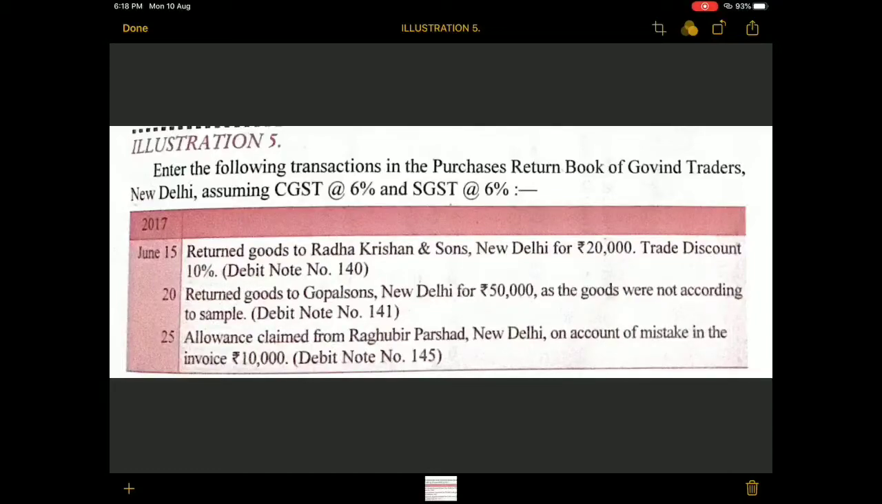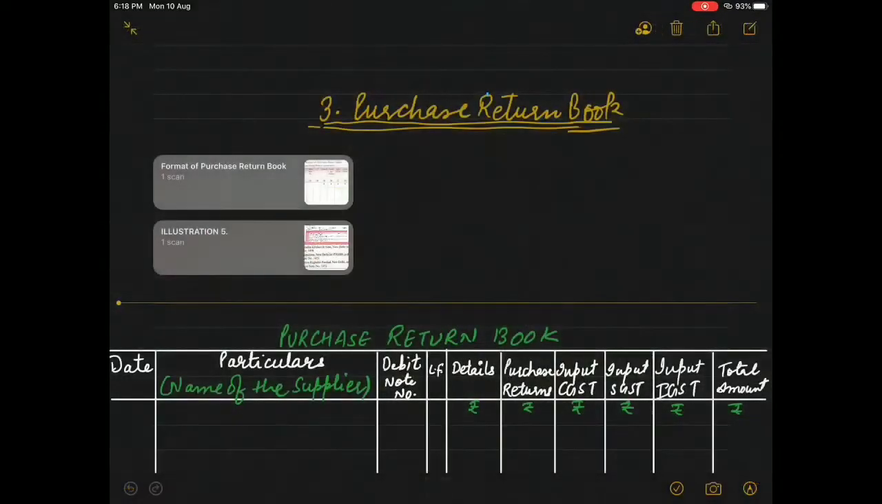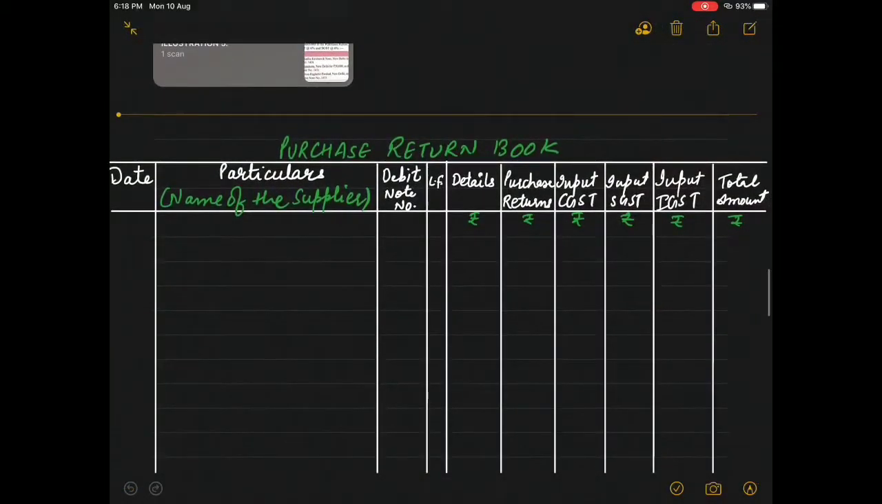And illustration 5: enter the following transactions in the purchase return book of Govind Traders, New Delhi, assuming CGST at 6% and SGST at 6%. The date is 2017, June 15. Returned goods to Radha Krishnan and Sons, this is the name of the supplier, New Delhi, for 20,000, trade discount 10%, debit note number is 140.